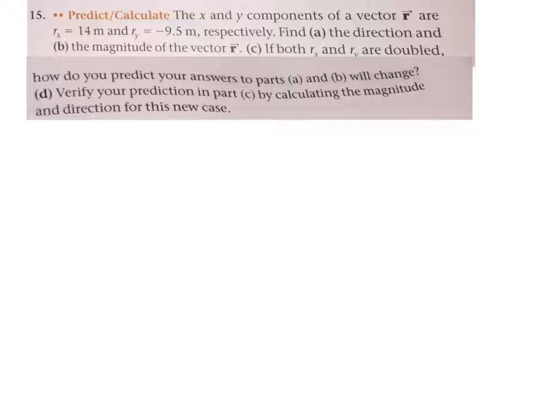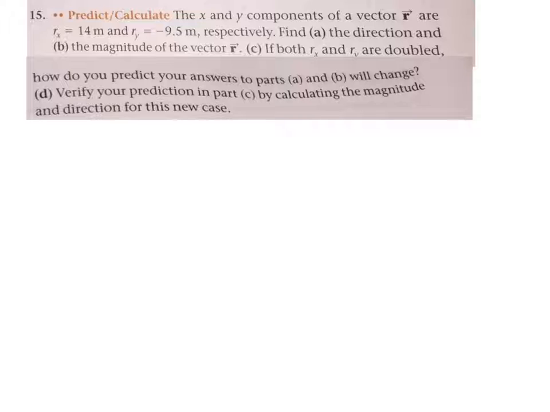Chapter 3, Number 15. The x and y components of a vector r are r sub x equals 14 meters and r sub y equals minus 9.5 meters, respectively. Find the direction and magnitude of the vector. And then, if both r_x and r_y are doubled, how do you predict your answers to parts A and B will change? Verify that prediction by calculating the magnitude and direction for the new case.